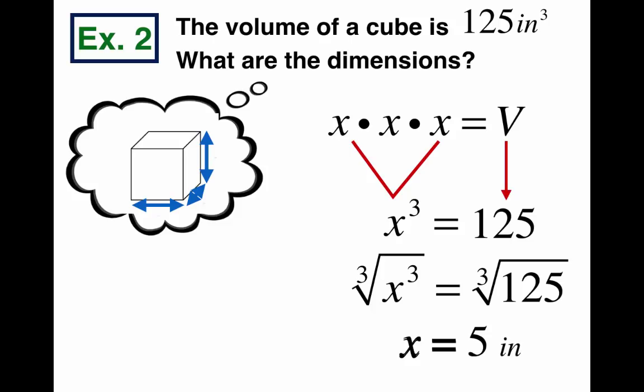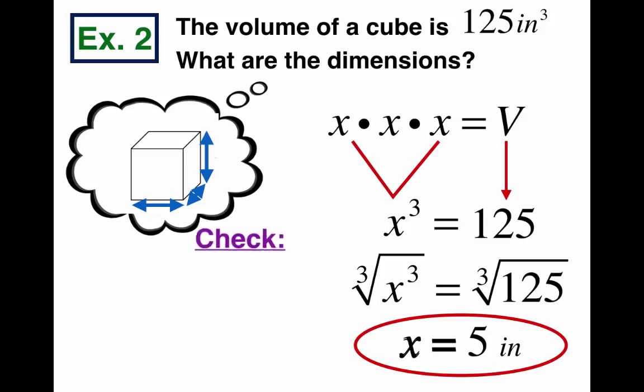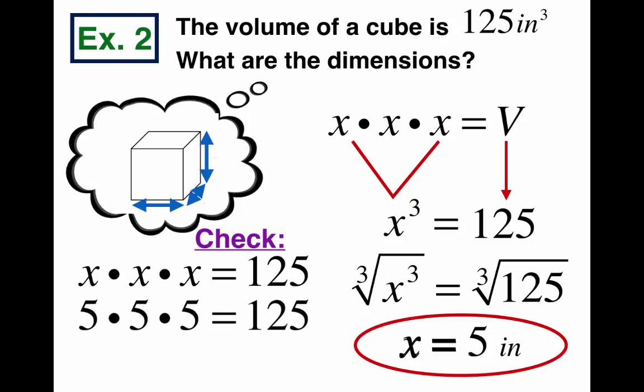Let's do a little check here and make sure that's actually the right answer. Here's our check. x times x times x was supposed to be 125. That means 5 times 5 times 5 has to be 125. You could grab a calculator if you need it or just do it in your head. 5 times 5 times 5 is 125. It does work. There's our solution.